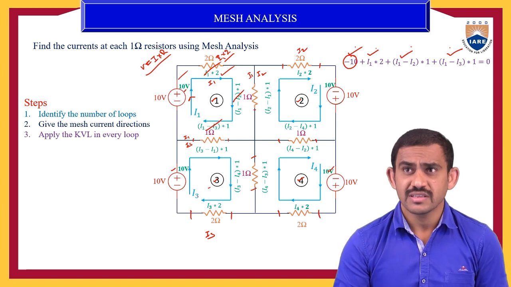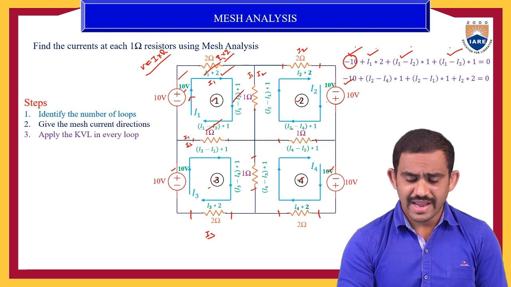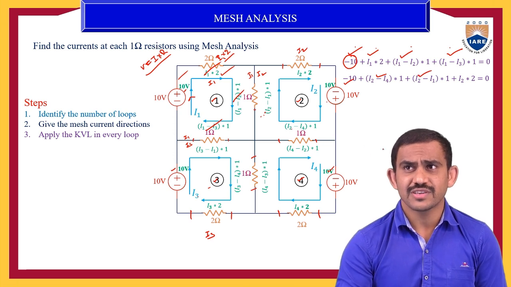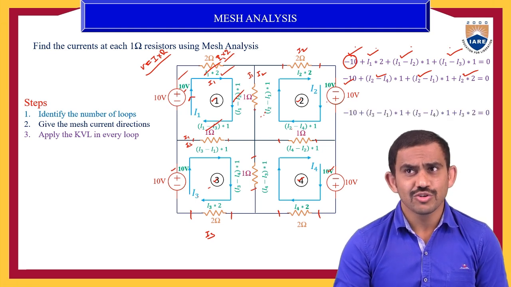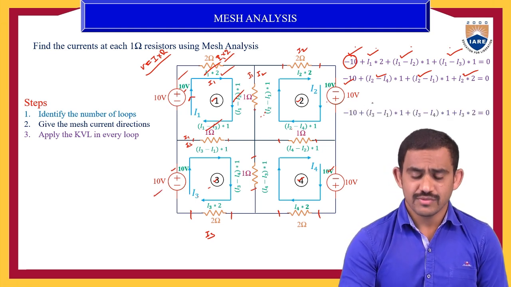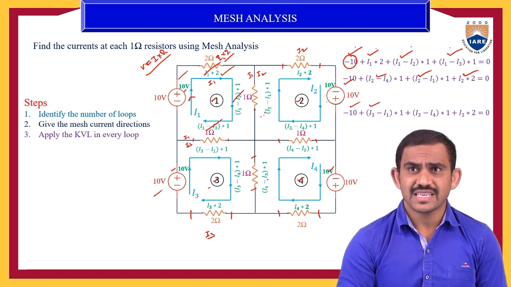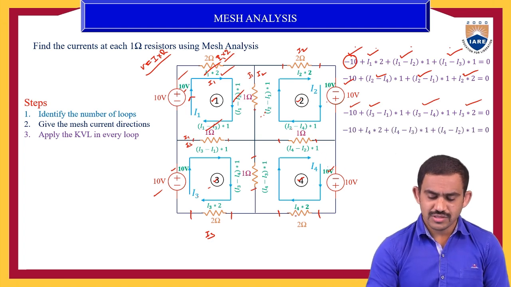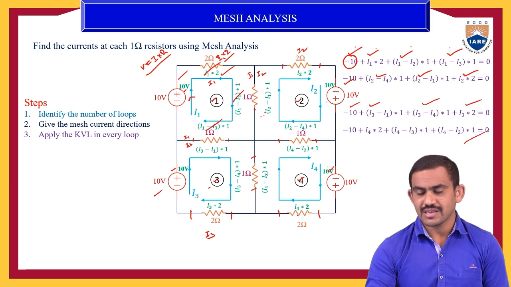Then go for the loop 2 equation, same as the loop 1 equation: minus 10, then I2 minus I4 into 1, I2 minus I1 into 1, then I2 into 2, equal to 0. That is the loop 2 equation. The same for the loop 3 equation: I3 minus I1 into 1, I3 minus I4 into 1, I3 into 2. Then the loop 4 equation is the same: 10 volts, I4 into 2, I4 minus I3 into 1, I4 minus I2 into 1.